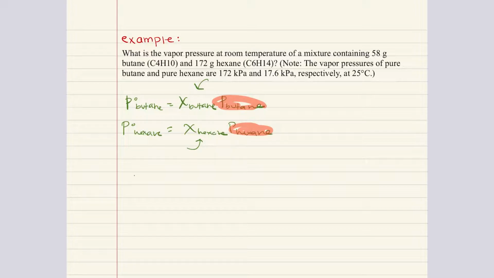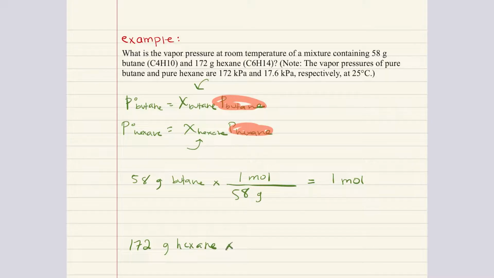So for butane, we have 58 grams of butane. Using the molar mass, we can convert to moles. Now, the molar mass of butane is 58 grams per 1 mole. And so this is an easy calculation. 58 divided by 58 is just 1. We have 1 mole of butane. Now, what about hexane? We're told that we have 172 grams of hexane, and the molar mass of hexane is 86 grams per 1 mole. 172 divided by 86, that's equal to 2 moles.